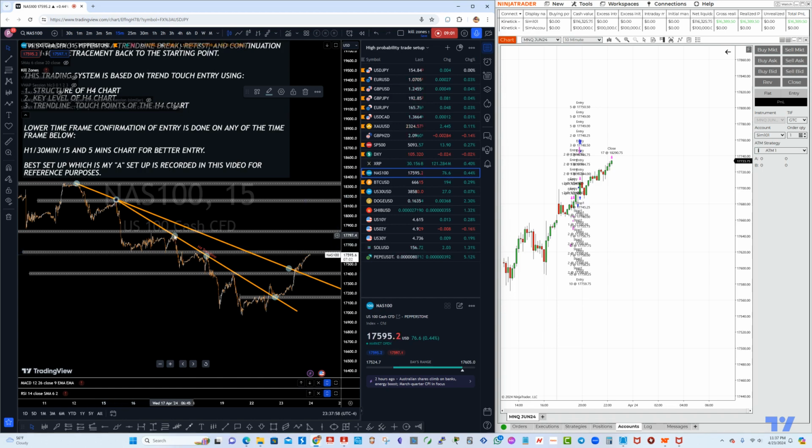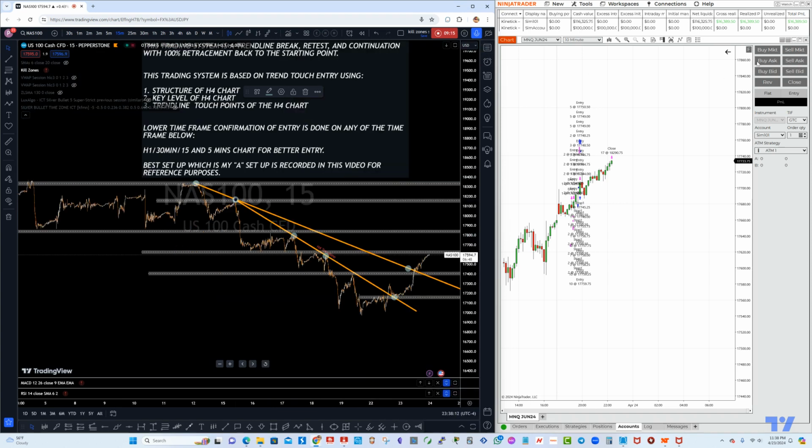Market dropped here, connected here, dropped, connected again, dropped, connected partially here, dropped, and broke it and changed direction. So that's the reason why I took this trade, and here is the result over here.